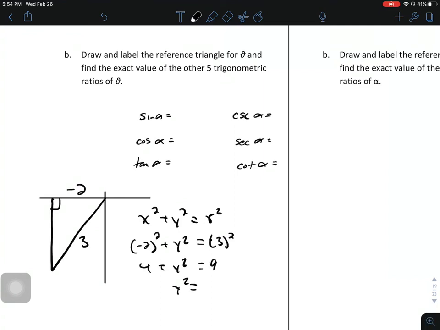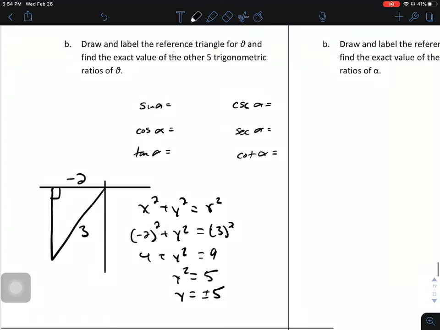We're going to end up with y squared is 5, so y is plus or minus square root of 5. So is it plus or is it minus? Well, we're in quadrant 3. We had to go down, so it's negative square root of 5.